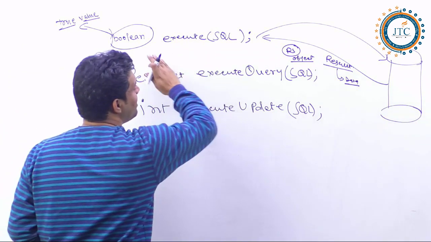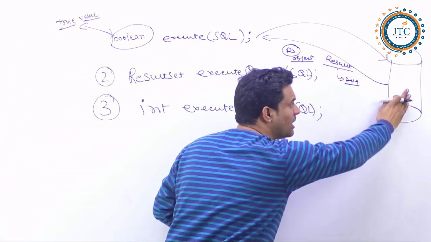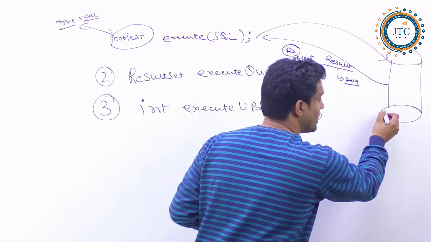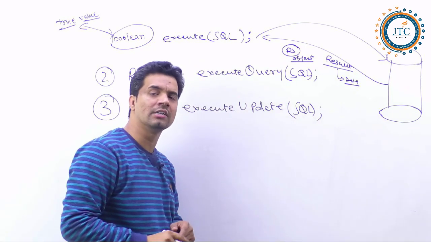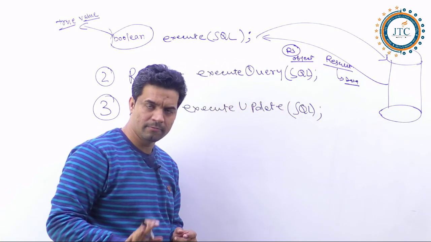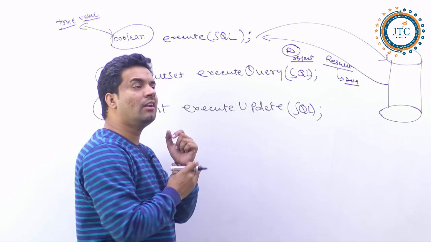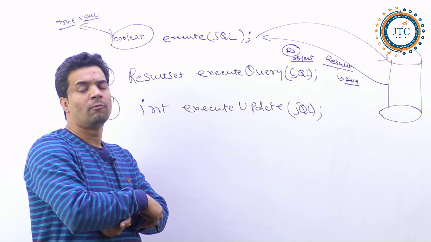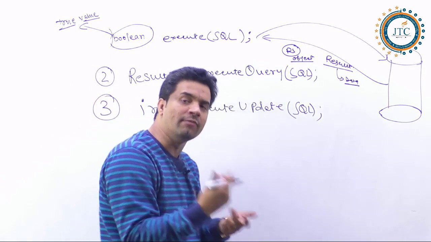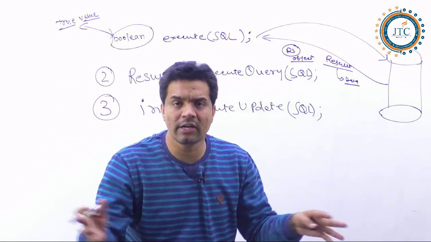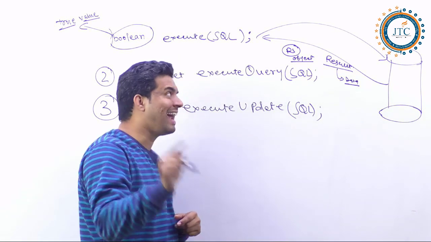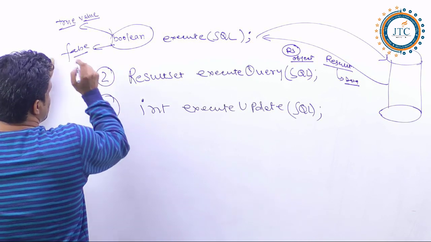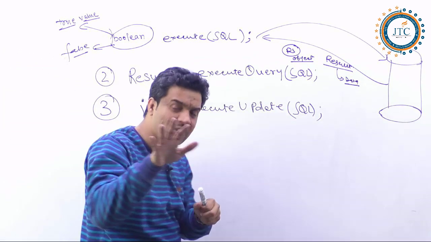if the query is even successful in this database, got it? The query even it is successful into the database, and it is not giving some kind of record back, which means that maybe the type of query you have written is something different. So in that case, this will be returning false.